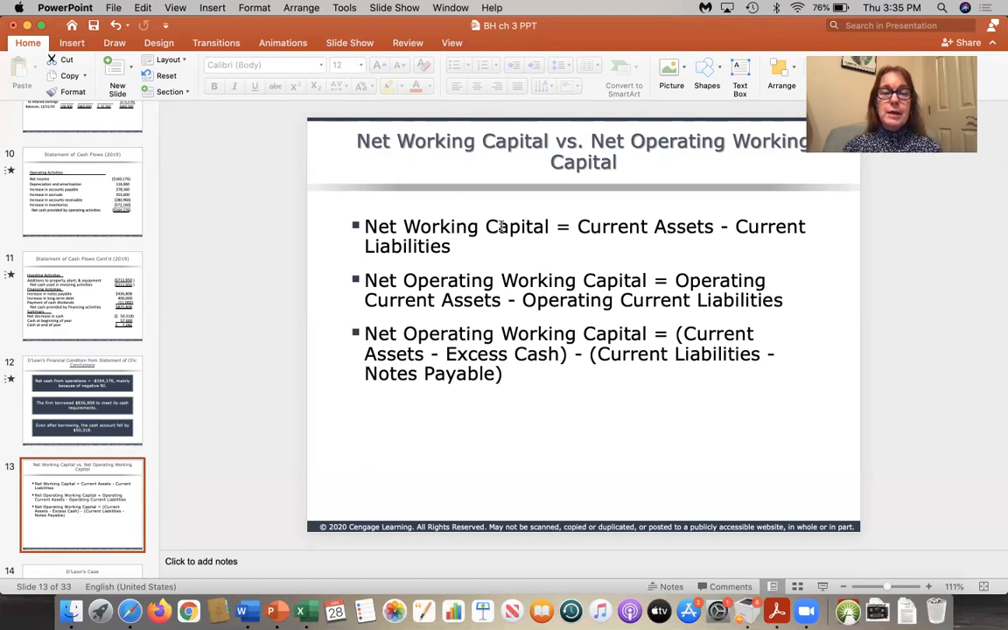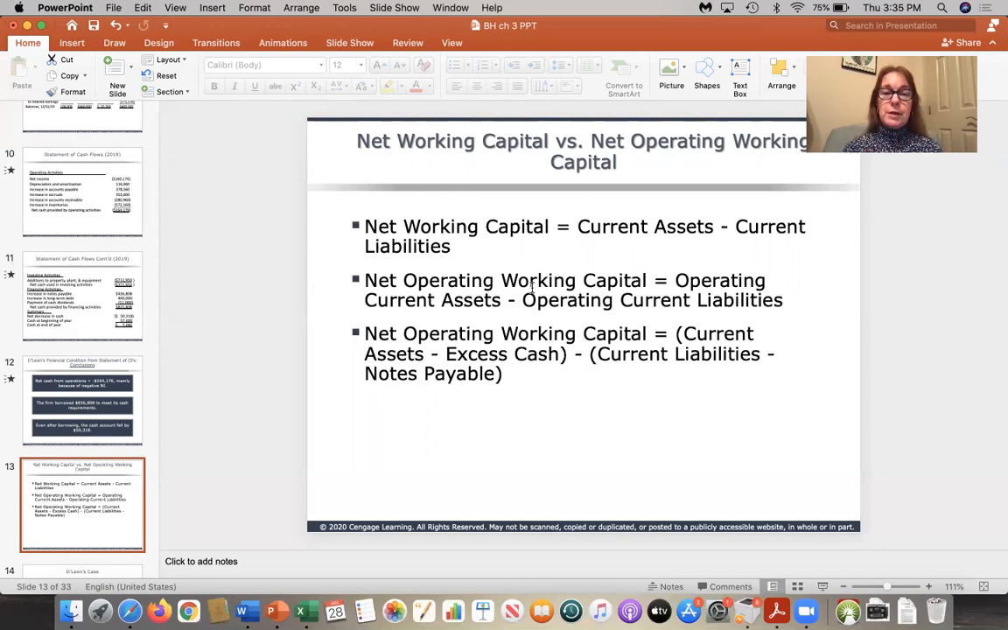Okay, so the net working capital is simply current assets minus current liabilities. That's the capital that they have in the short term. Net operating working capital excludes the notes payable. It excludes anything from financing activities, and that would be the notes payable.